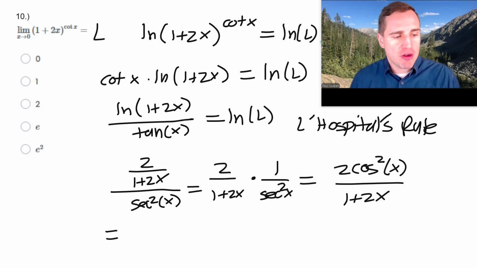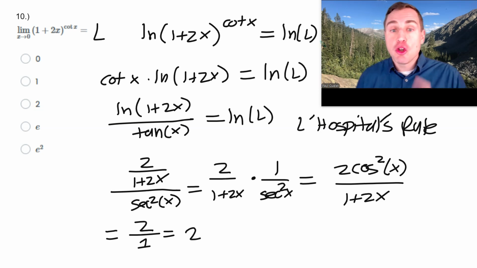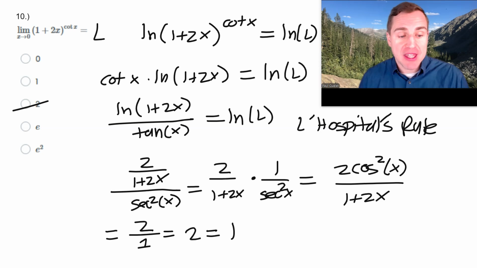So I get the numerator is 2. The denominator, I'm plugging in 0, so that term becomes 0. Then you just get 1. So 2 over 1, that's just 2. Now 2 is not the correct answer yet. Why? Because 2 is equal to the natural log of the limit.